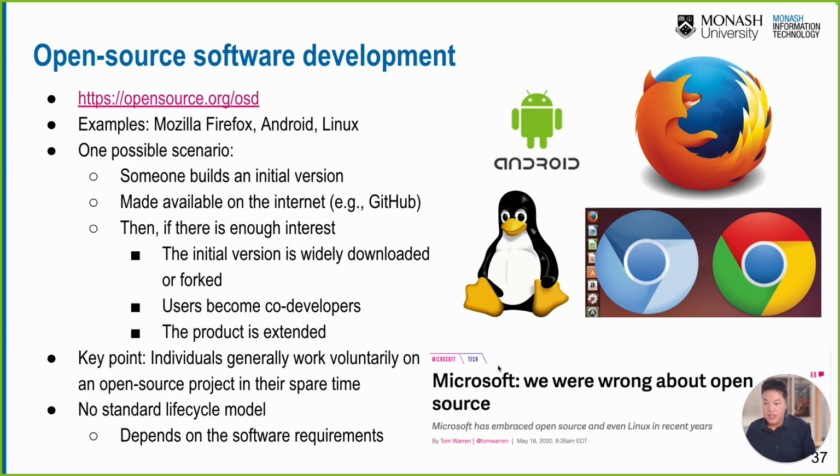The key point of open source software development is that individuals generally work voluntarily on open source projects in their spare time. It's not like a contract; they don't get paid at all. There's no standard lifecycle model at all, but surprisingly, they have a clear process within the open source model. Normally they use GitHub pull requests and apply code review to ensure that the code is of high quality. That's open source software development.